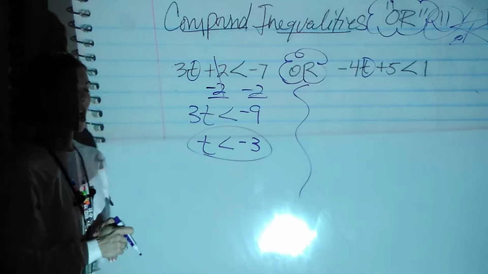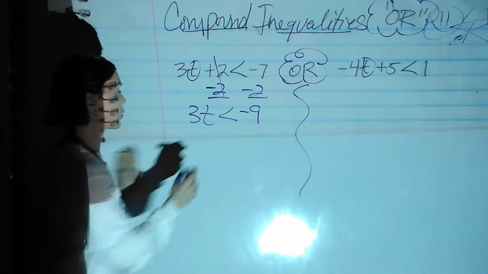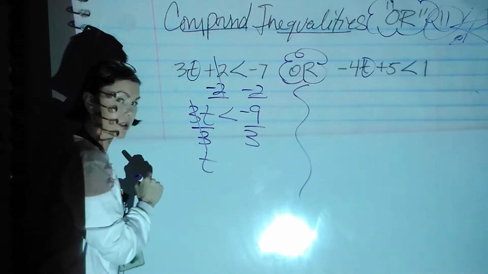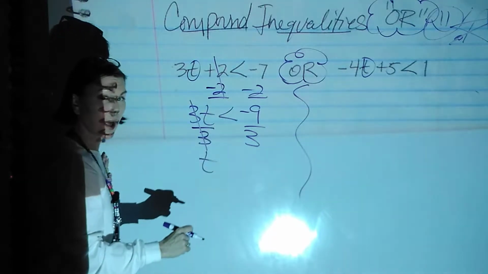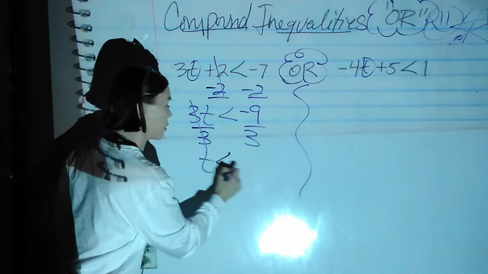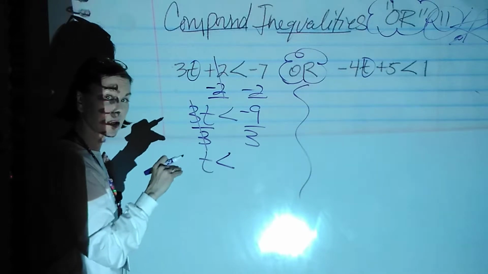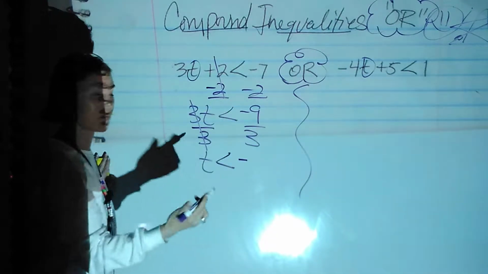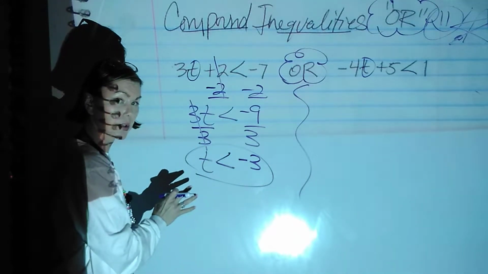If you'd like me to break that down for you, I'll do that on the spot. We're going to divide by 3 on both sides. Bring down your t. We divided by a positive number, so we don't have to do anything to that inequality symbol. We just bring it down. If we multiply or divide by a negative number, you flip the symbol. And a negative divided by a positive gives you a negative, and 9 divided by 3 is 3. So here's our first part of our solution.